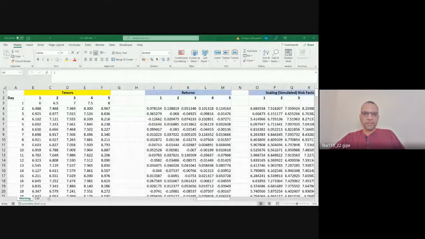So this is a simple Excel which I have created for demonstrating how an HSVAR would work. This is exactly in line with what we discussed yesterday. The discussion on the whiteboard, this is exactly the same replica of that. I've just taken some hypothetical rates. So imagine that I have these 5 tenor rates. So let's say these are the 5-year rates. This is the 1-year rate, 2-year rate, 3-year, and so on up till 5 years.